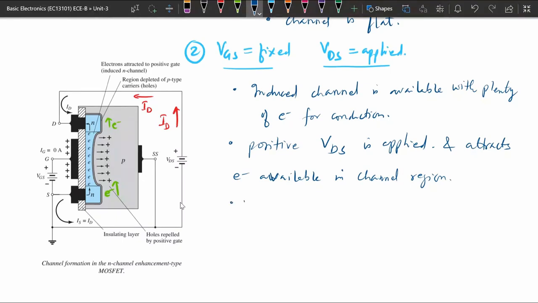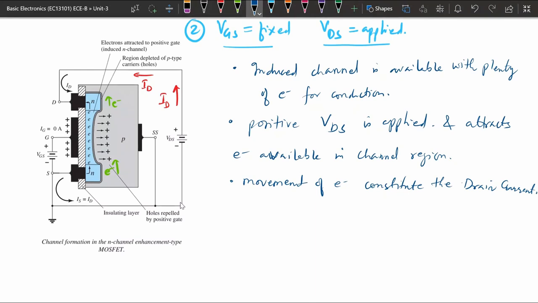of electrons basically constitutes the drain current. Okay, so ID will be because of this movement of electrons available in this channel region, and that movement will be because of the applied drain to source voltage. Okay, so this is the basic idea of how the current is going to flow and how the channel is formed.